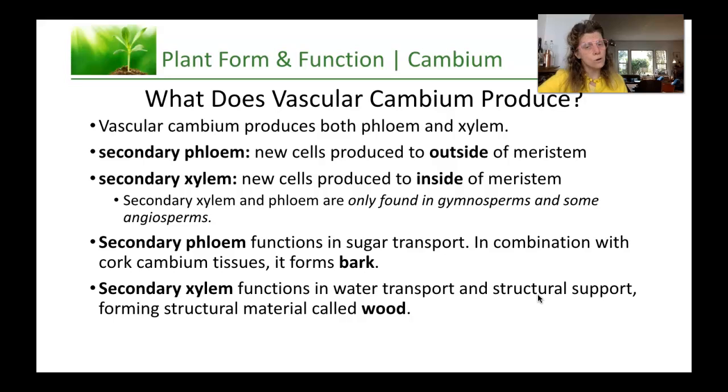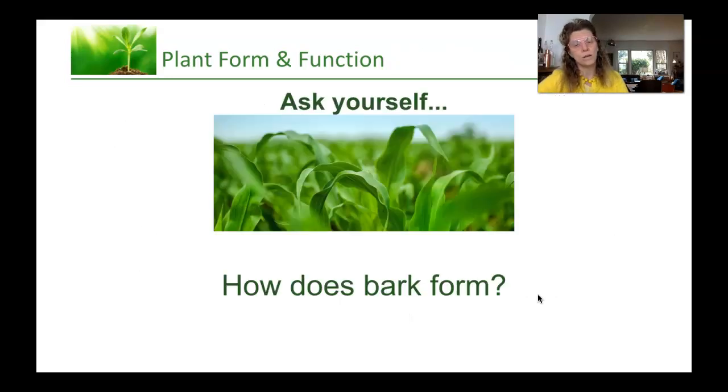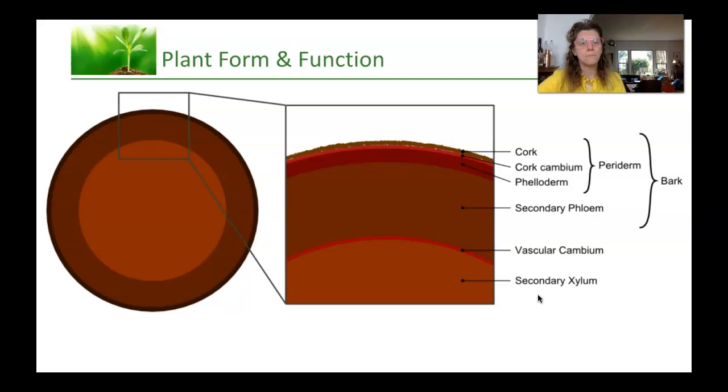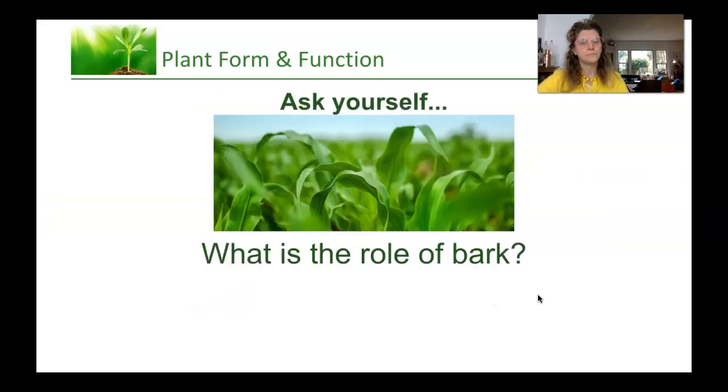The secondary phloem is in sugar transport. We call that, when it's combined with cork cambium tissue, bark. And the secondary xylem, which is still water transport and structural support, is going to form wood. So how does bark form? This is just showing you an example of how that forms.